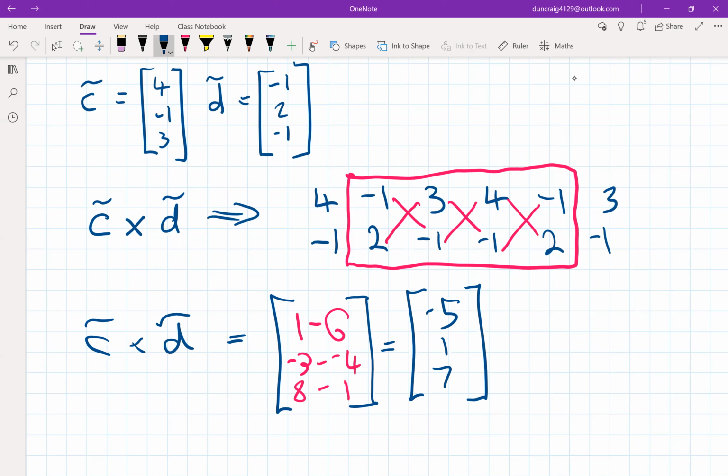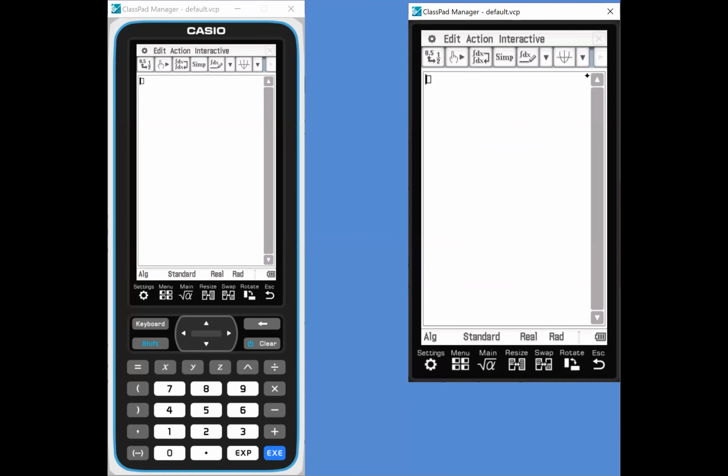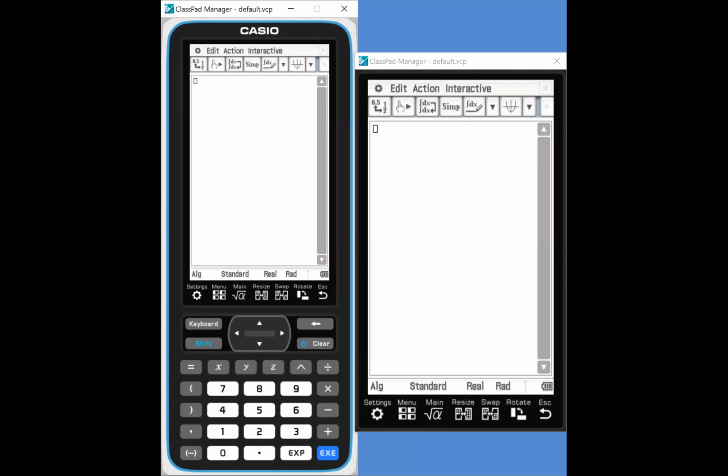Now your ClassPad can do this as well. So what I'm going to do is come over to, wait, let's go. I'm going to do a new share. I'm going to share ClassPad Manager here. And here it is. Cool. So I'm going to put this over here so we can see our vectors there. What I'm going to do is show you how we do this.